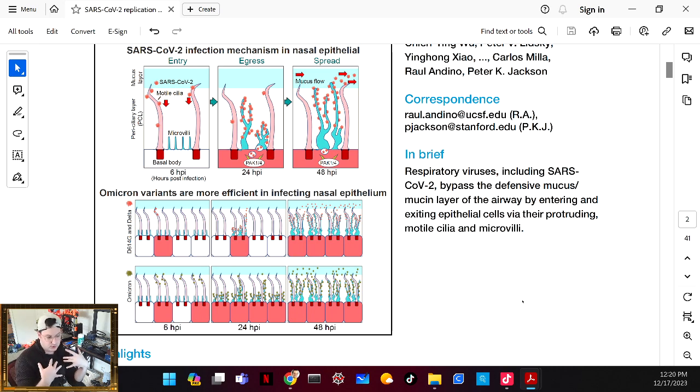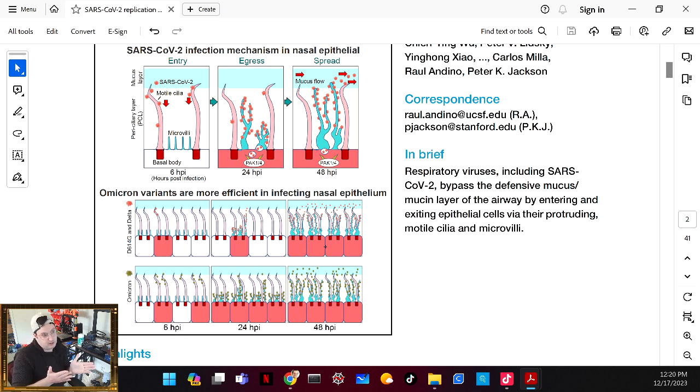That's how COVID will infect us through our nasal passageways. And not only that, but they asked, okay, how can we stop this from happening? And they looked at PAK1 and PAK4 inhibitors, which is down here. They found that if you use these inhibitors, you can severely cut COVID's ability to bud and then spread. So this will dramatically reduce viral load.